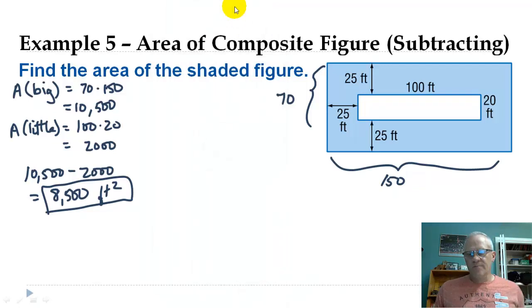Pretty cool that when you're finding areas of these weirdly shaped things, you can split it up into smaller shapes that you know, and then combine those, or subtract out holes. Like we had a hole in this segment here. I don't even know where my pen is. Over here. That's it right there.